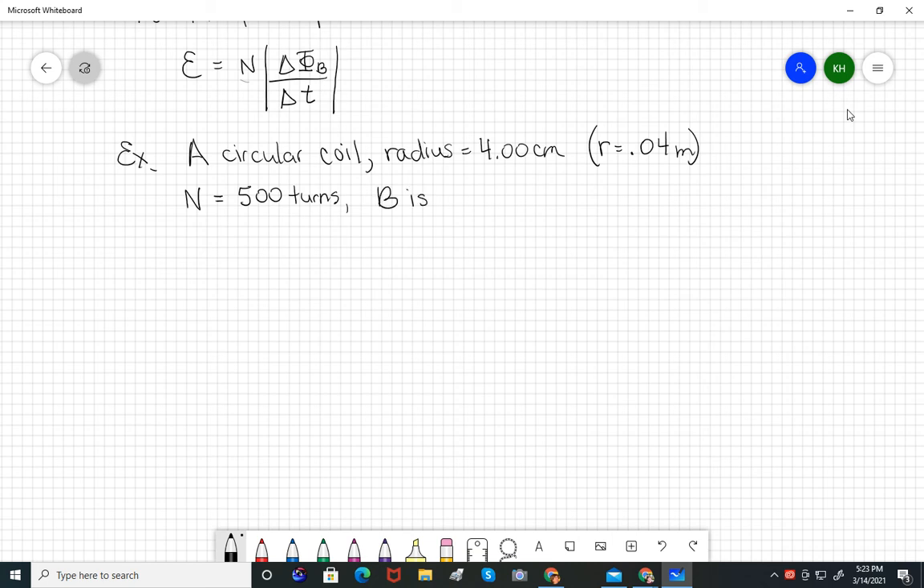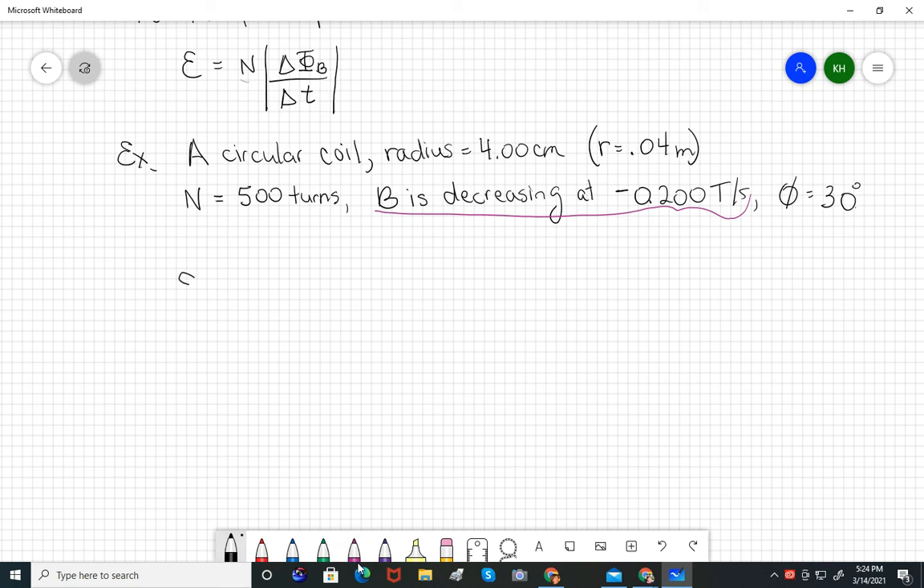B is decreasing at negative 0.200 Tesla per second. The negative is just used to indicate a decrease, and the angle phi is 30 degrees. So we read the problem and we see right here the part that's changing is B. That's where our flux is changing.